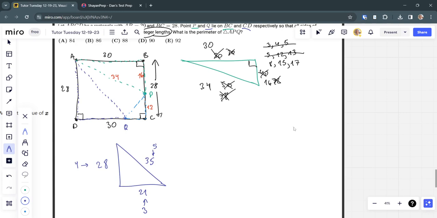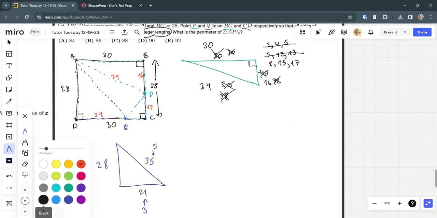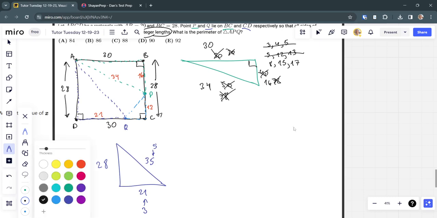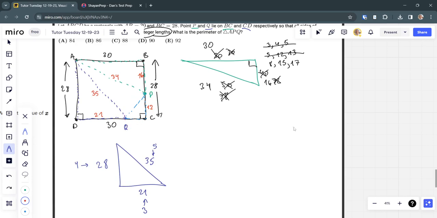This looks like it works because 21 is less than 30. So the side length here would be 21. The side length here, we know it is 28. It's the full 28. And then the side length of the hypotenuse is 35. And then we have this last triangle right here, which we can easily find the side length of, for example, CQ, because it's just 30 minus the 21, making this 9.